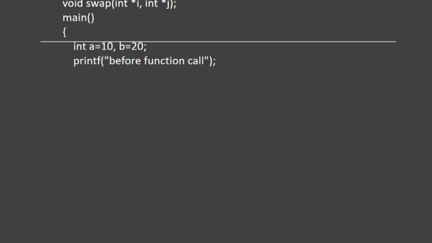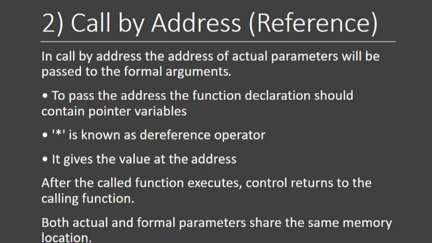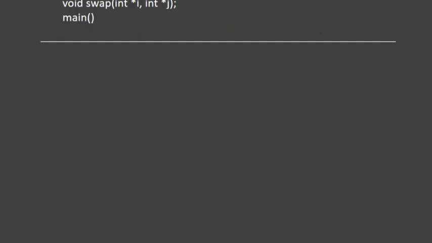So I am going to explain this with the help of a program. Hash include stdio.h, and this is a function declaration. So void is the function return type, swap is the function name. These are the addresses you are passing, that's why I mentioned them here.